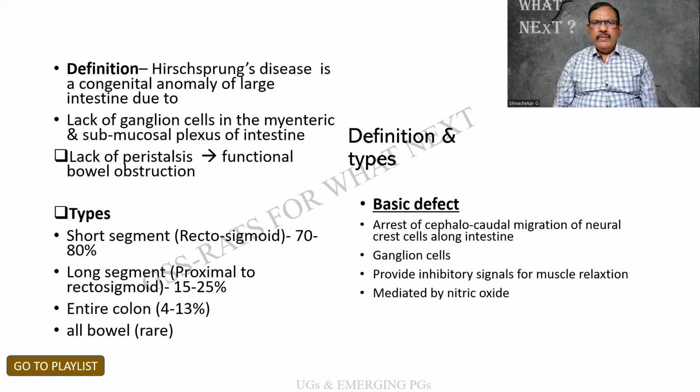What is the basic defect nevertheless? It is the arrest of the cephalocaudal migration from the head to the tail of the neural crest cells along the intestine. The ganglion cells actually provide inhibitory signals for muscle relaxation. So what happens is, in their absence, there is an inhibition for the muscle relaxation, as a result of which they become taut and rigid. This is mediated by nitric oxide.